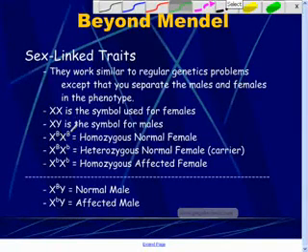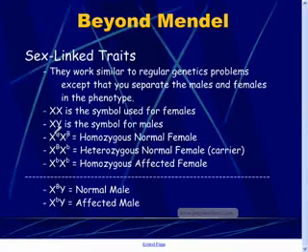So we've got X capital B, X capital B is going to be homozygous normal female. So whatever trait or disease we're talking about, this individual has two capital B's. That means they're normal. The XX means that this is a female. We've got a capital B and a lowercase b, that's heterozygous normal female. We also call her a carrier.